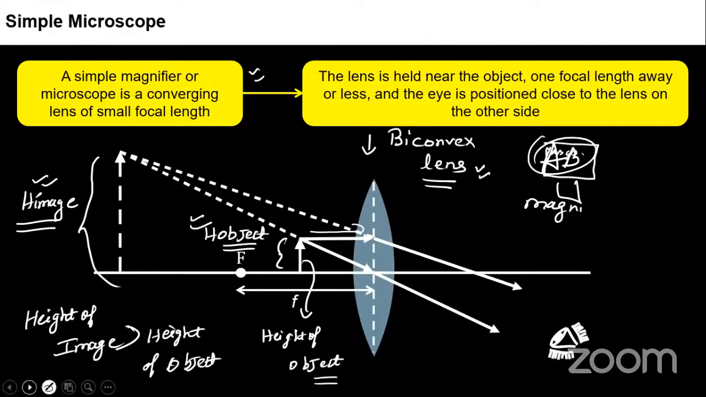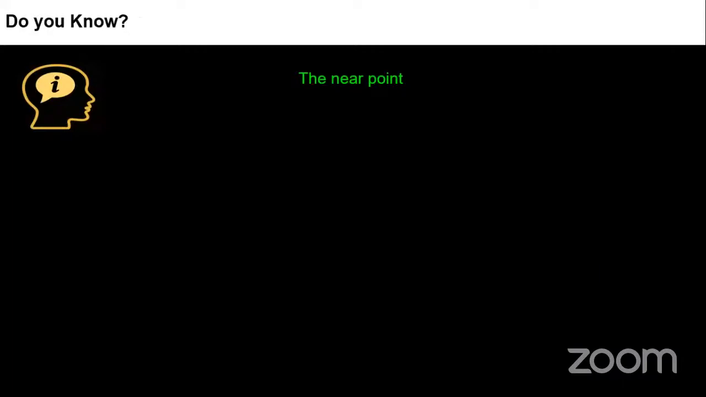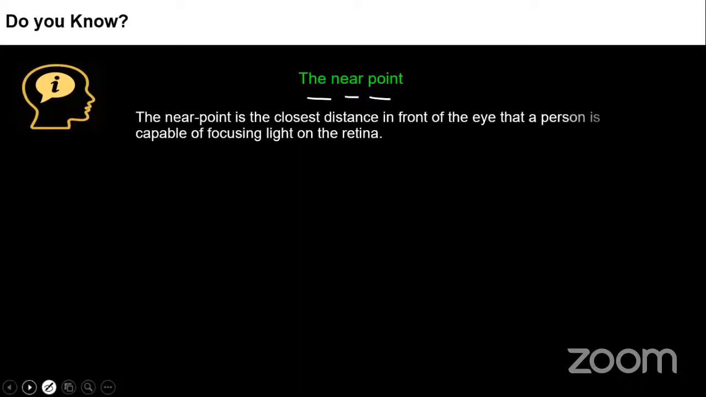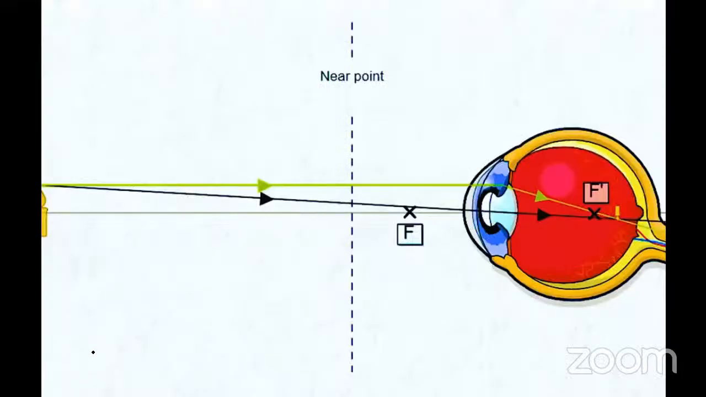So we use the magnifier for magnifying. Now let us see a new concept, that is the near point. What is this near point? It is defined like this: it is the closest distance in front of the eye that a person is capable of focusing light on the retina. So I'm showing you the picture. This is a human eye.